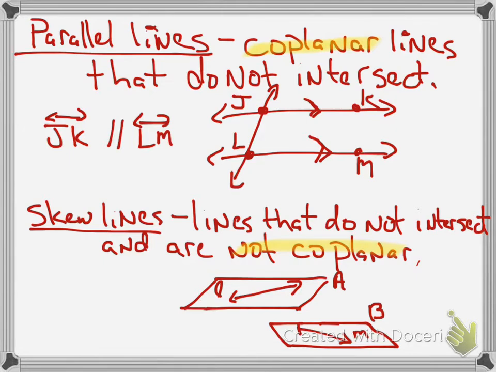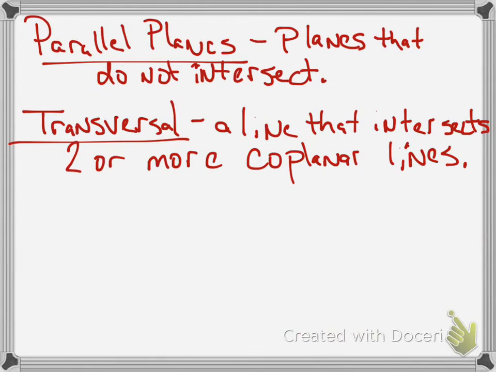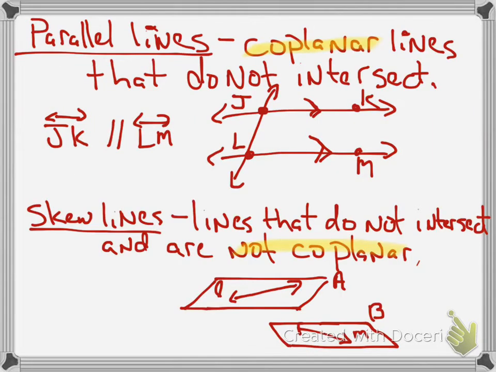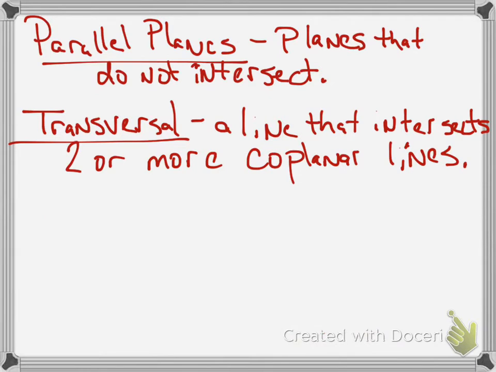Okay, so we have parallel lines and we have skew lines. And we also have parallel planes. So if you go back to this example here, planes A and B are parallel. So those are parallel planes.